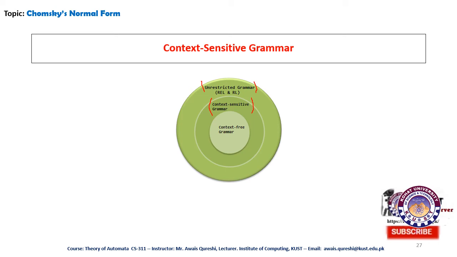And there is a concept which is called context free grammar. This concept, which is called context sensitive grammar, lies between the context free grammar and the unrestricted grammar.